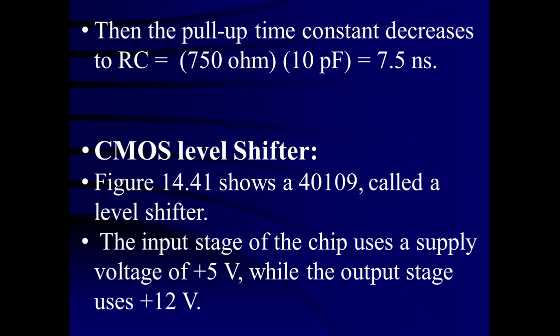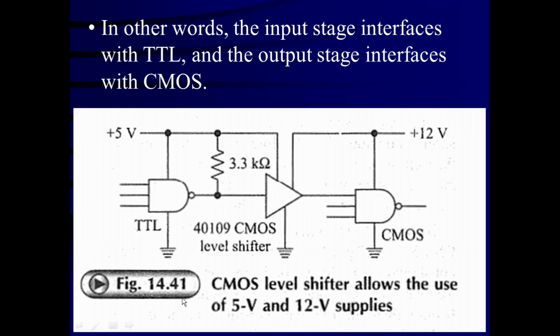This CMOS level shifter IC requires two power supplies. The input side is working with the 5 volt supply, and the output side is working with the 12 volt supply. Figure 14.41 shows a 40109 called a level shifter. The input stage of the chip uses a supply voltage of plus 5 volt for compatibility with the TTL, while the output stage uses plus 12 volt, compatible with the CMOS devices. So in other words, the input stage interfaces with the TTL and the output stage interfaces with the CMOS.